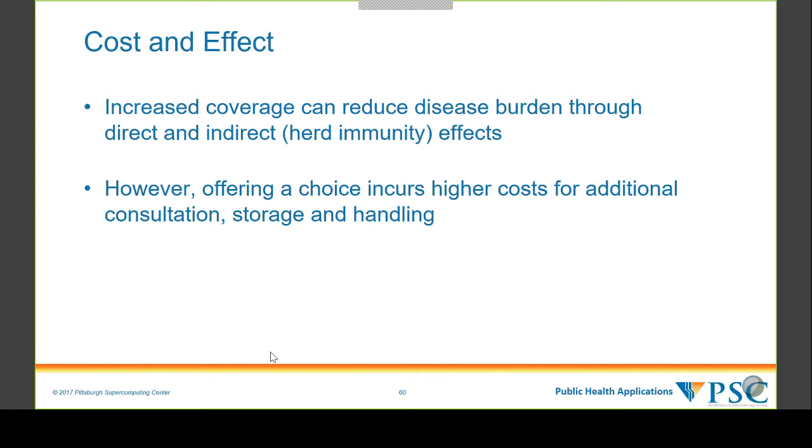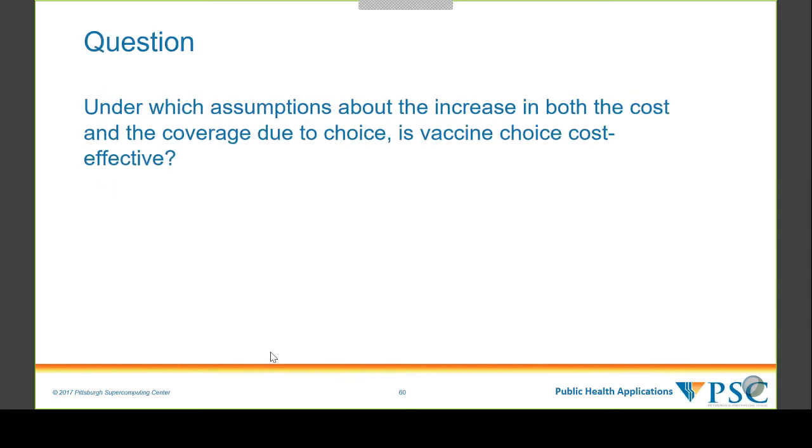And we take into account the fact that offering a choice isn't free. We have a more complex array of vaccines that have to be stocked. There are costs for the physicians or pharmacists to consult people and tell them the different attributes of the vaccines, and then you have storage, handling, and wastage. So we make assumptions about how much that will cost on top of the base cost of the vaccine. So under what assumptions about this increase is it going to be cost effective? When does it make sense to implement this policy? When are we going to have a positive health outcome at a reasonable cost?